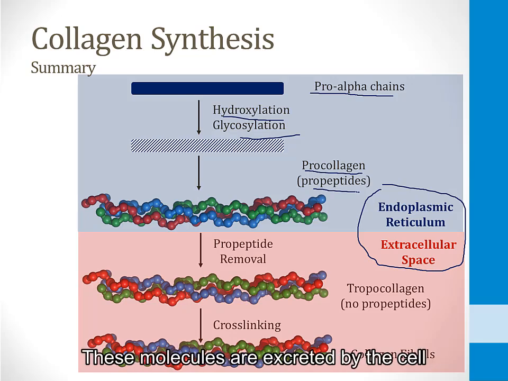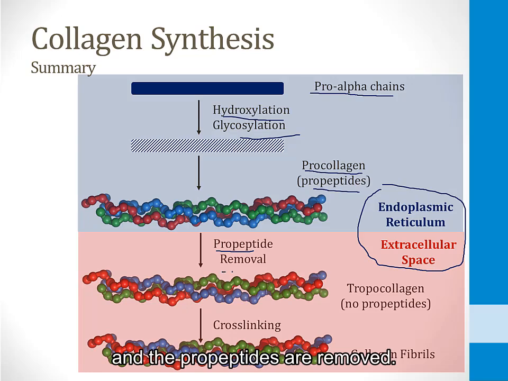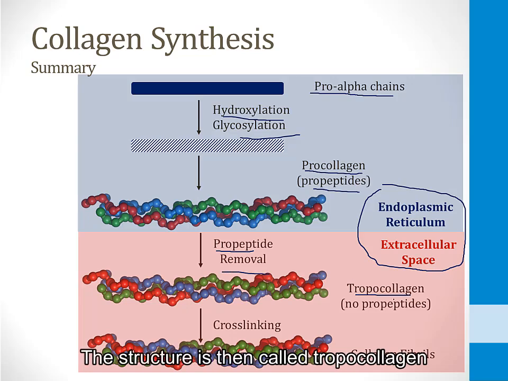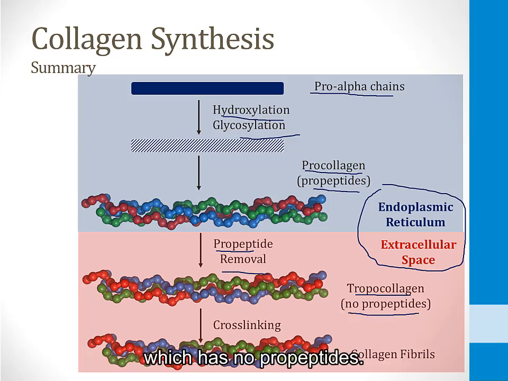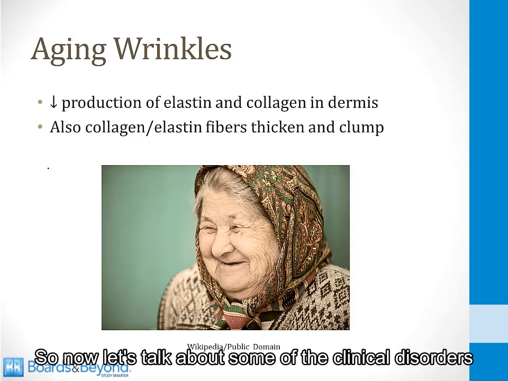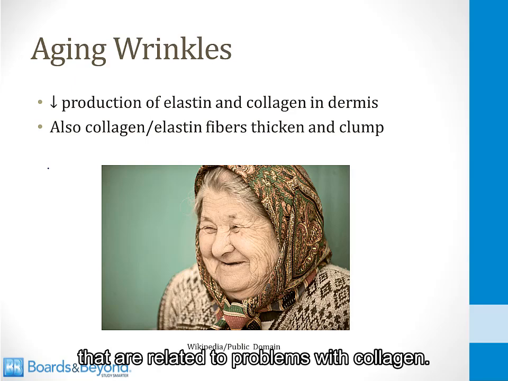These molecules are excreted by the cell and the propeptides are removed. The structure is then called tropocollagen, which has no propeptides. This then undergoes cross-linking and forms collagen fibrils. So now let's talk about some of the clinical disorders that are related to problems with collagen.